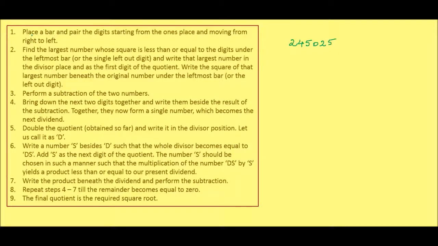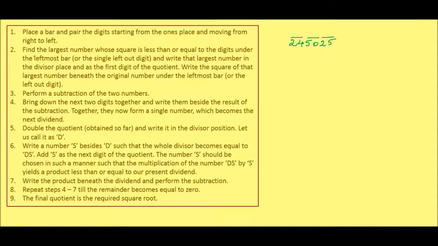So rule number 1 says that place a bar and pair the digits starting from the ones place and moving from right to left. Since this is the ones place, we will be starting from here. We will be starting to pair the digits and we will be putting the first bar on top of this 2 and 5. The second bar is on top of 5 and 0, and the third bar, the leftmost bar, is on top of 2 and 4.